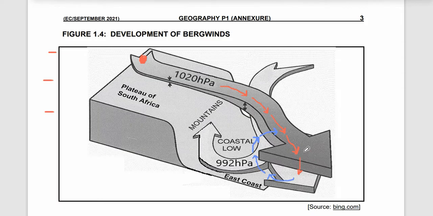As you can see now, behind the system we have berg winds. In front of the system we have the coastal low pressure system, or these onshore winds. So behind the system we have these warm, dry conditions, and in the coastal areas we have these moist, cold conditions. That's how it goes.